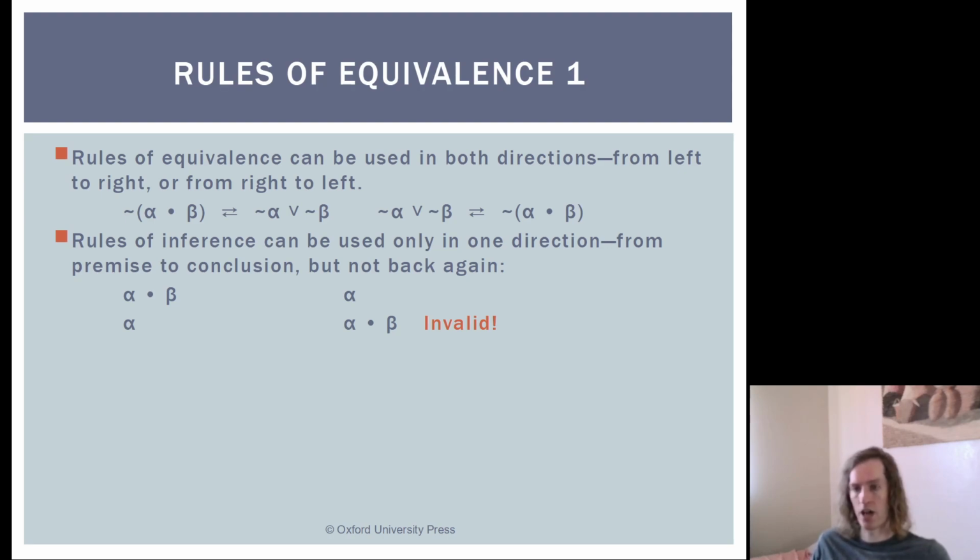Rules of inference, on the other hand, can only be used in one direction, from premise to conclusion, not back again. Although, if you're correctly moving from premises to conclusions, you shouldn't need to go back, because whatever premises you use to get to some conclusion in the first place are still going to be there in your proof in an earlier line. So you could use that line to reference it if you needed it for some reason.